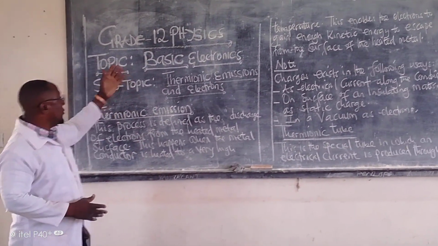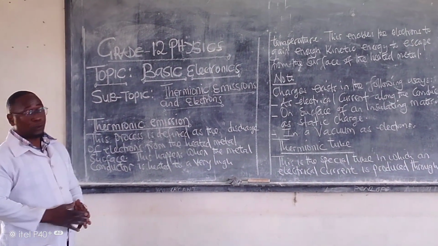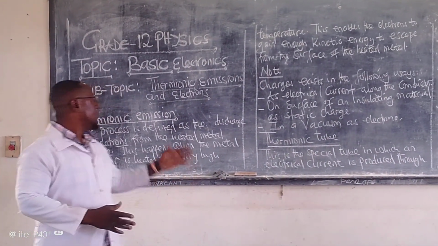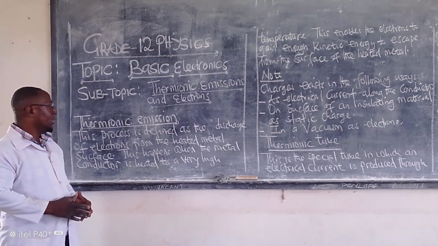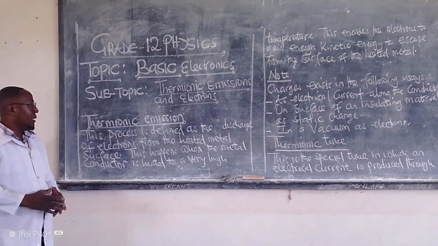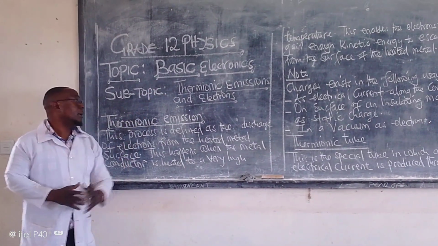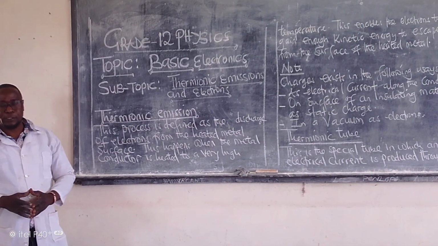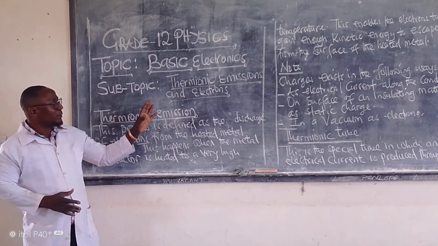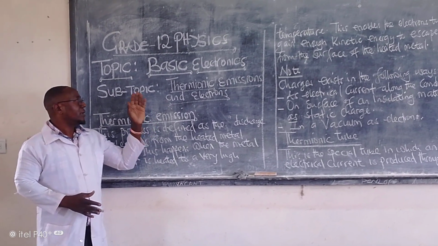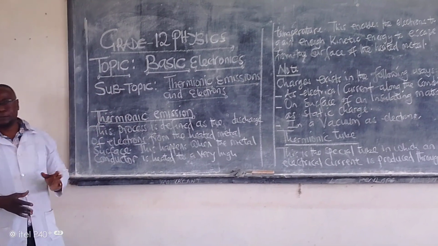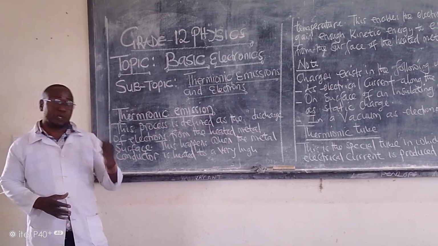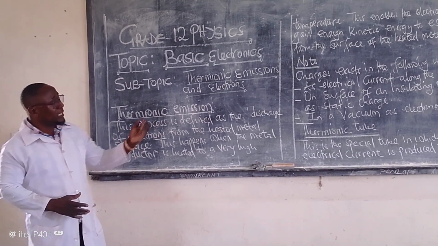So today we'll look at the fourth topic in the grade 12 syllabus, which is basic electronics. Under basic electronics, we have started with the subtopic, which is thermionic emission and electrons. So we need to understand what basic electronics is all about. First of all, we need to understand thermionic emission and electrons.